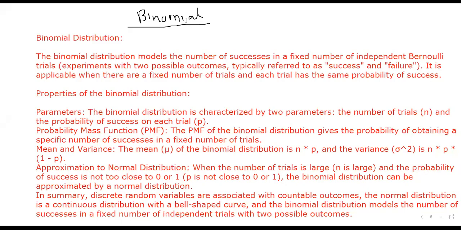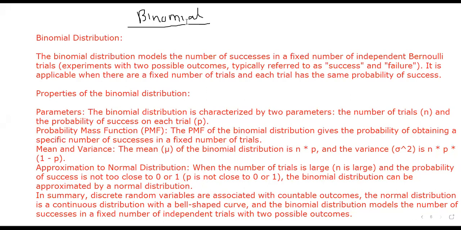Welcome to our session on the binomial distribution. This is a model in statistics where we want to count successes in independent binomial trials. So bi means two. So there are usually two possible outcomes when we are dealing with a binomial distribution.